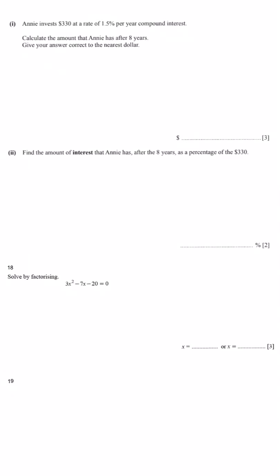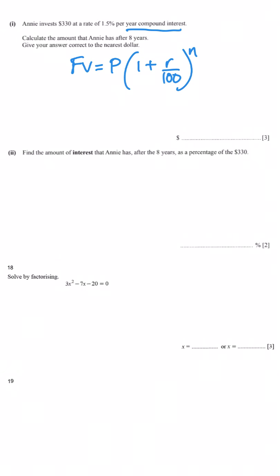Okay, so this is compound interest questions from the 2008 paper, question number 17. Amy invests 330 at a rate of 1.5% per year compound interest. What is the compound interest formula? Future value will be principal multiplied by 1 plus rate over 100, to the power of n.